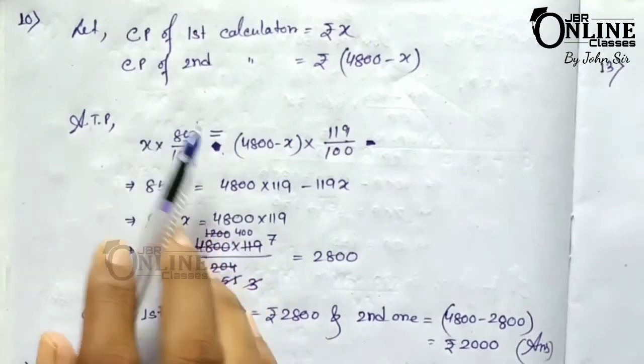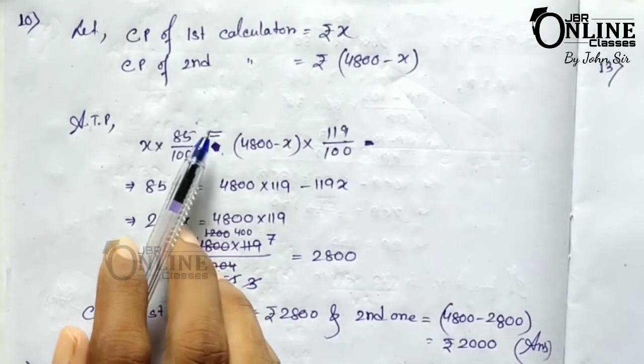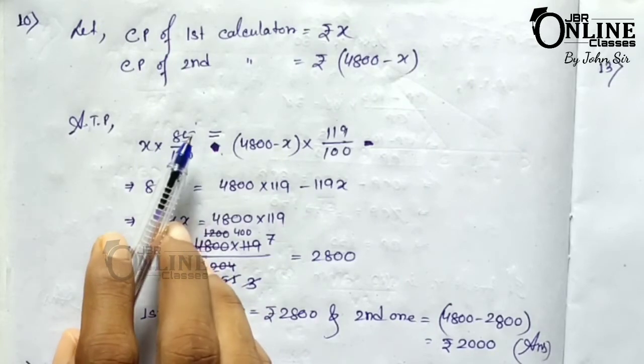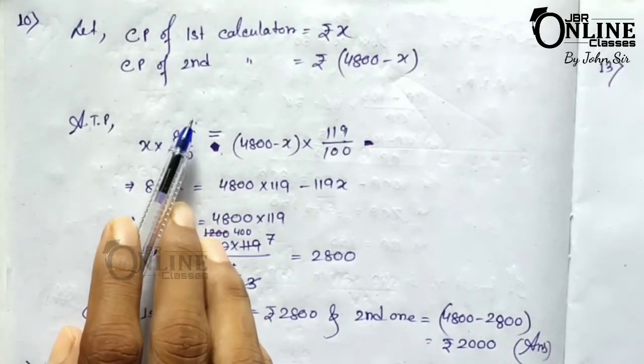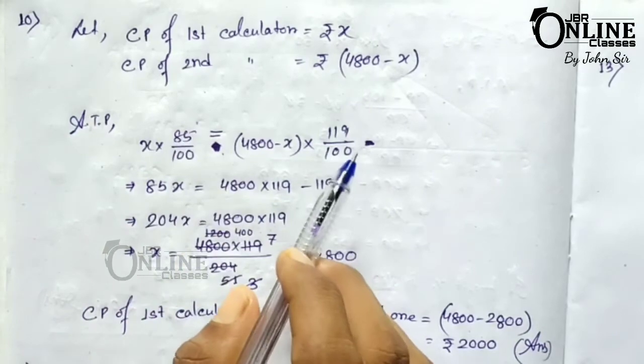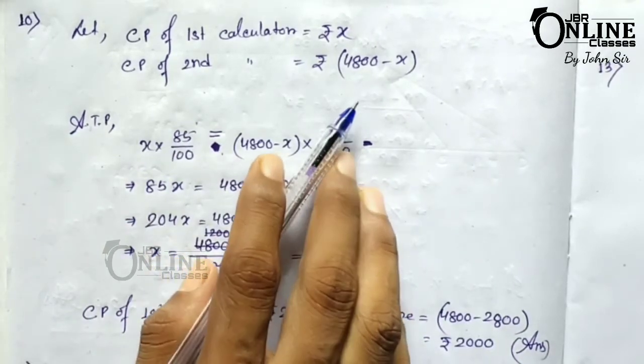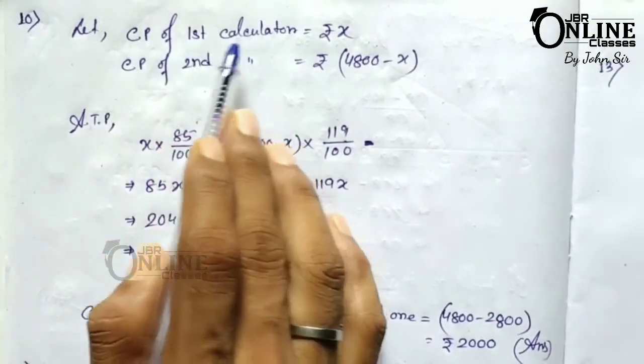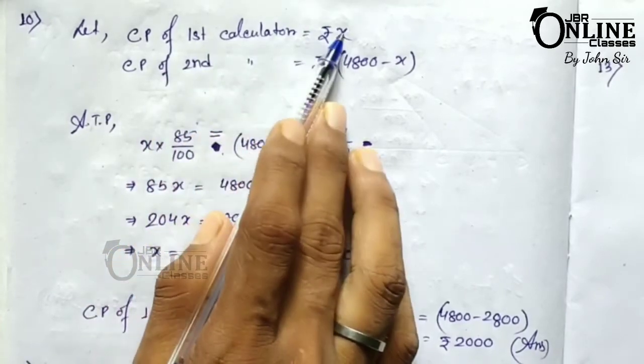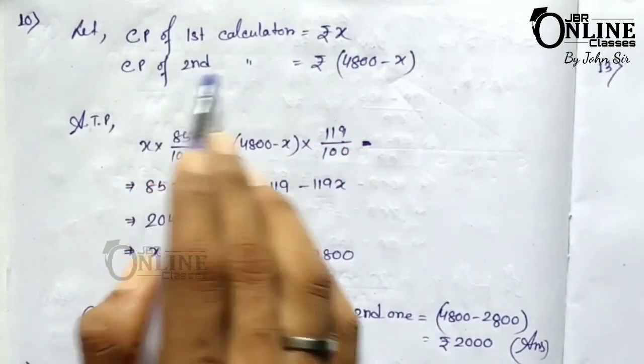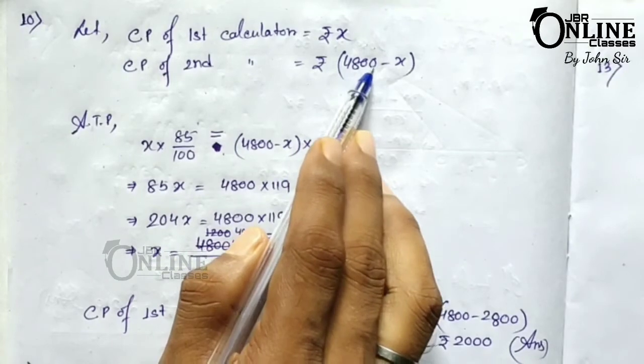Sum number 10. In sum number 10, a merchant bought 2 calculators which together cost him 4800. So 4800 is the total cost of 2 calculators. So here let the CP of the first calculator equal rupees X, then the CP of the second calculator will be 4800 minus X.